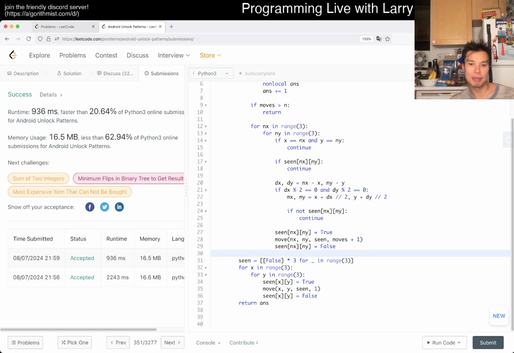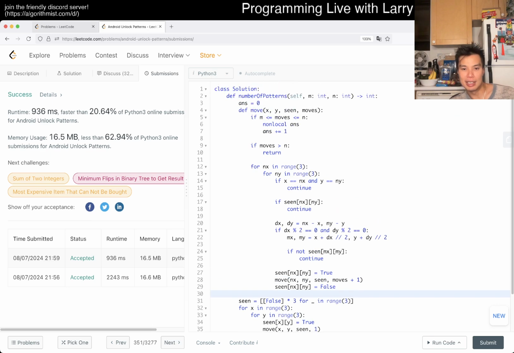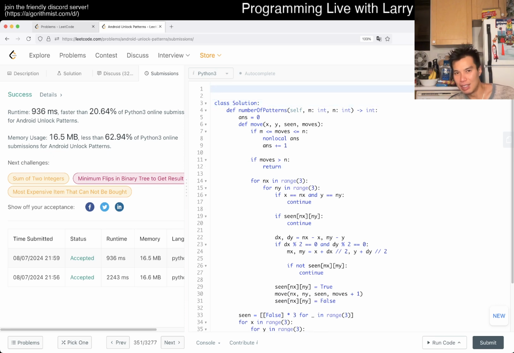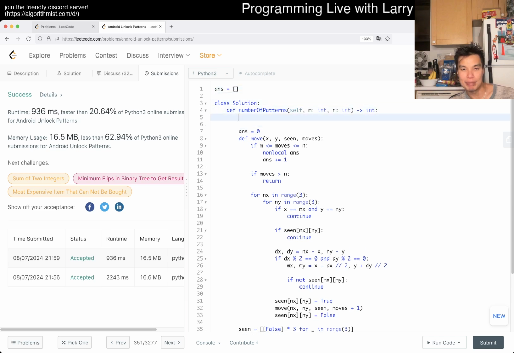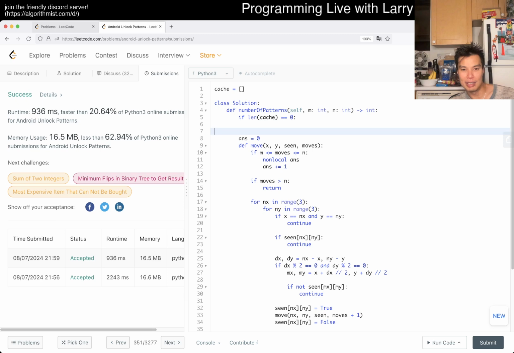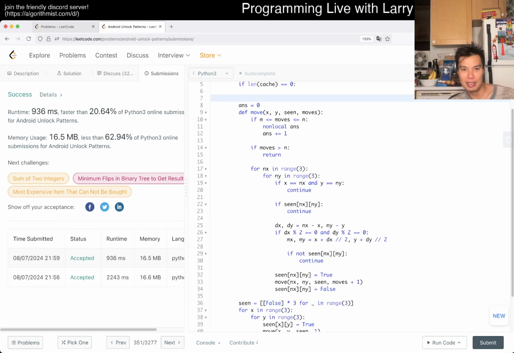Yeah, so that's one. But the other thing that you can do is just noting that the answers are the same across different test cases. So maybe you can do something in the global space, which is kind of silly that Leetcode lets you do this, but it is what it is. Then you can maybe write something like answer, or just cache is equal to this. Then if length of cache is equal to 0, then we just run this code, right?